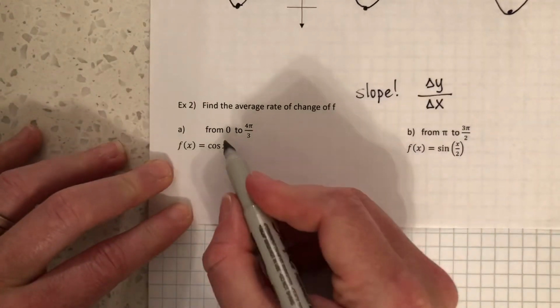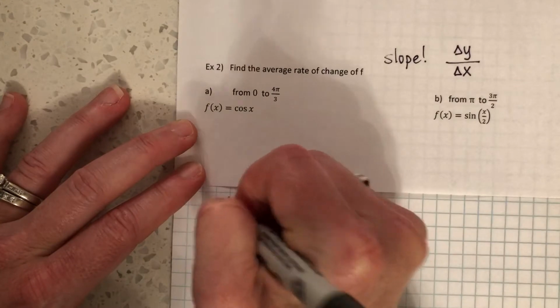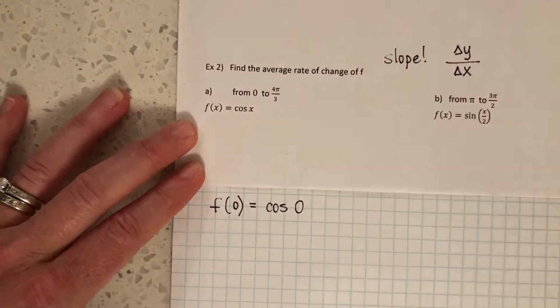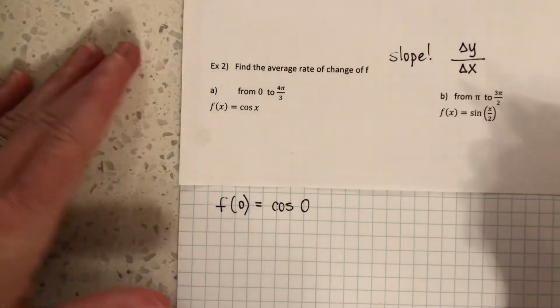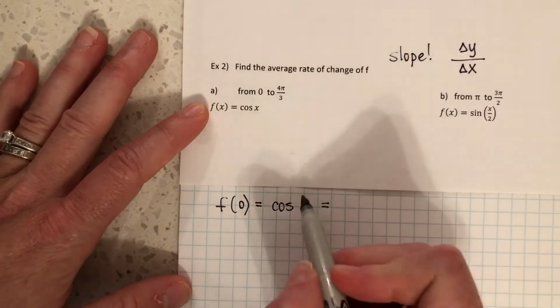All right, so here we go. First, let's plug in 0. So to plug in 0, we're going to find f of 0. Well, that's going to be cosine 0. Well, guys, what is the cosine of 0 radians, right? The angle goes in and the ratio comes out. So what is your cosine ratio for 0 radians?